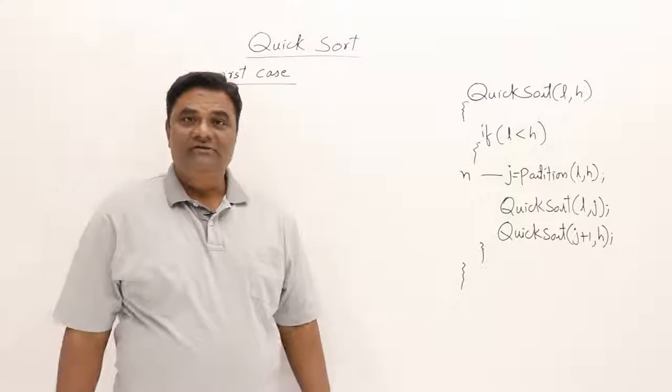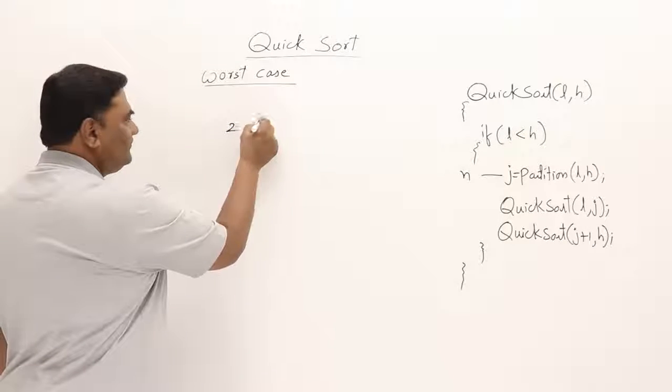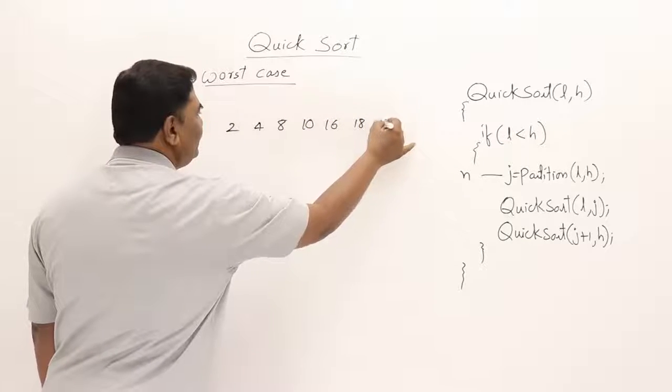What is the worst case of quicksort? Suppose I have a list 2, 4, 8, 10, 16, 18, 17.